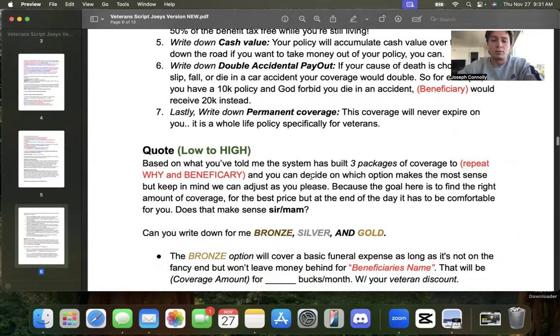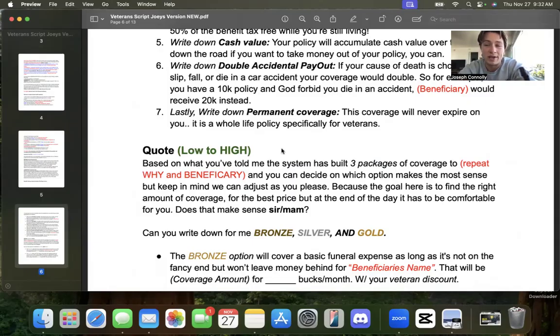So, based on what you've told me here, Mr. Bob, it's important to recap why they're doing this and the beneficiary at this point, right? To remind them, you want to bring that up as much as possible. So, based on what you told me here, Mr. Bob, the system has built 3 packages of coverage to make sure that Janice doesn't have to pay for that funeral out of her own pocket. And you can decide which option will make the most sense.